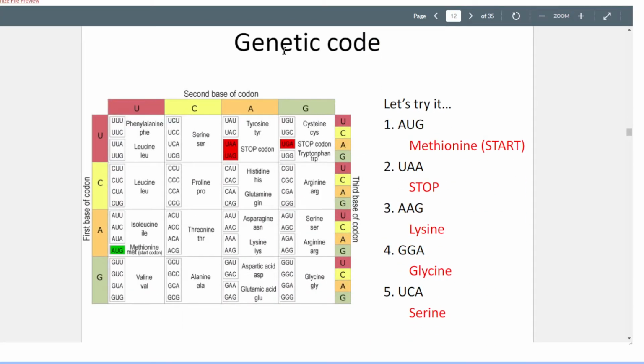So let's use this chart. AUG, we're going to start with A, U, G. And we get methionine, which is the start codon. Let's try UAA. So let's find U, A, and then there's another A right here. UAA, stop codon. AAG, A, A, G, which is lysine. And what would be an example of a silent mutation?